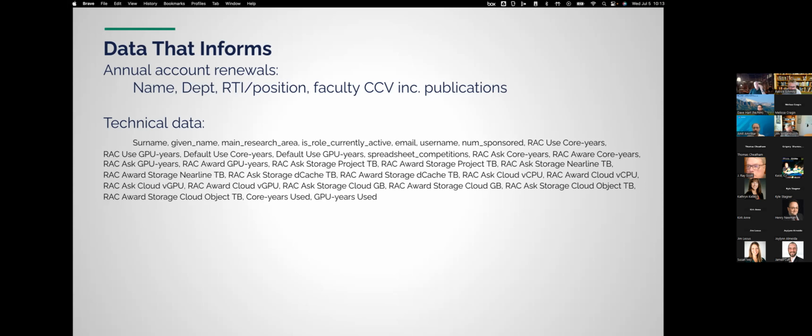So we have people who need larger amounts of resources submit an annual allocation request. There's also default use or opportunistic use. And so between RAC and default, that's how you get your total use of core years or GPU years. So this leans more to the technical side.